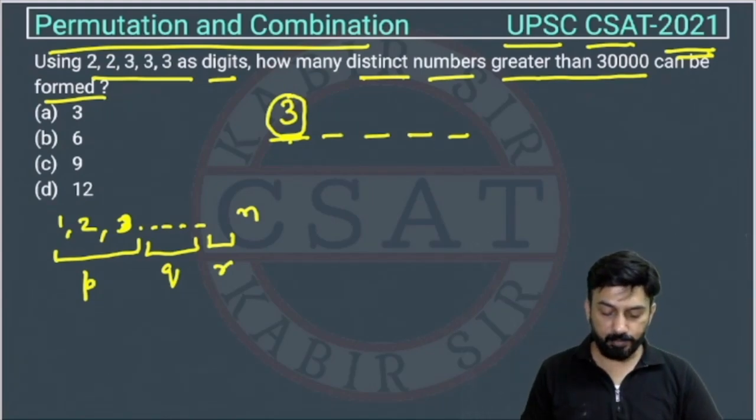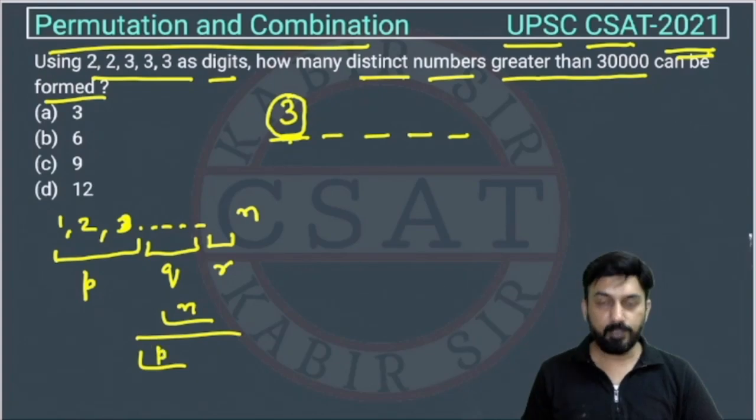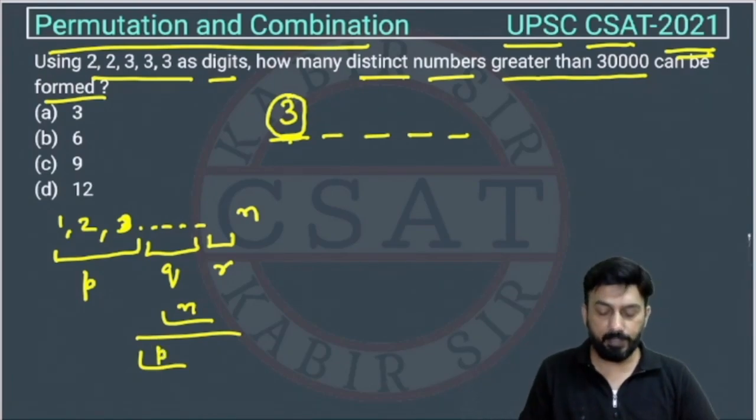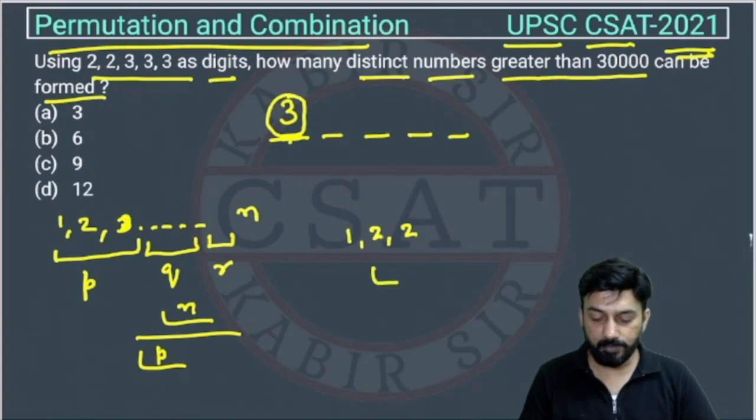So the formula is: first we arrange all n objects in factorial n ways, then we account for these p objects because they are of the same type, so the arrangement will not make a difference. Suppose we have 3 numbers; these 3 numbers can be arranged in factorial 3 ways. But if the number is 1, 2, 2 and we change the two 2s, it will remain the same, because these are of the same type.